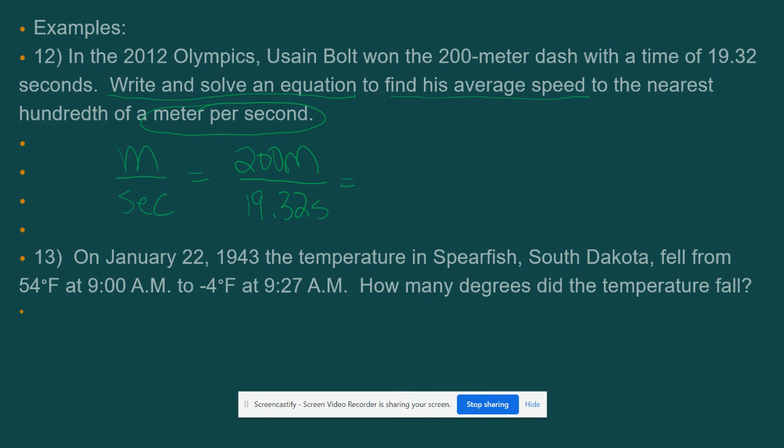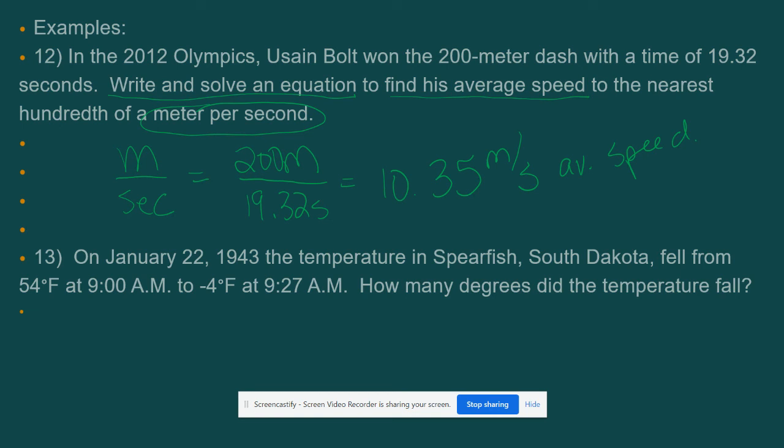So 200 divided by 19.32 gives me roughly about 10.35 meters per second for the average speed. And that seems pretty reasonable, right? If you did 200 meters in 19 seconds, I could never do that, that's for sure.